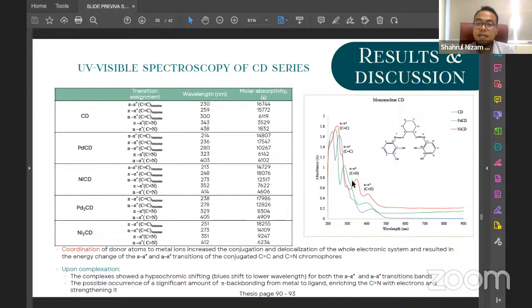You can see that when you form the complex, the n to pi star becomes lower in wavelength.